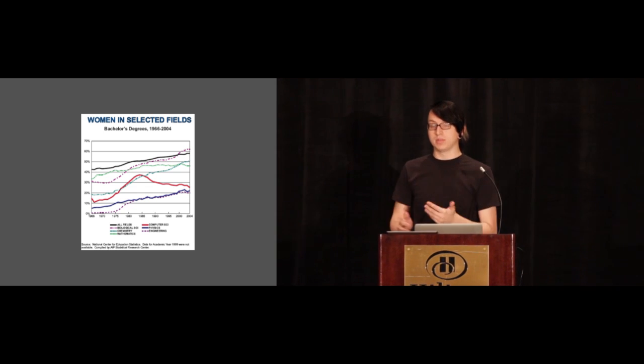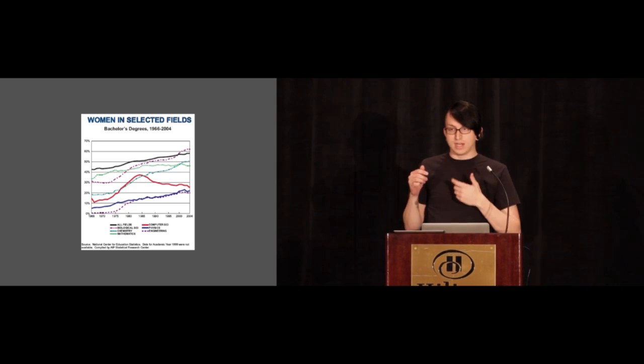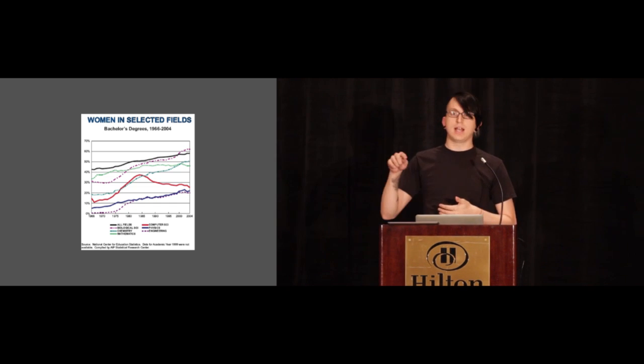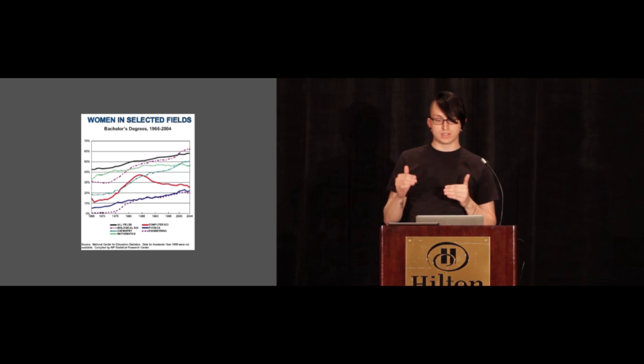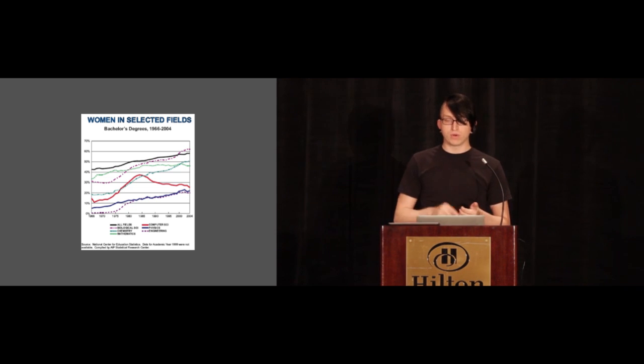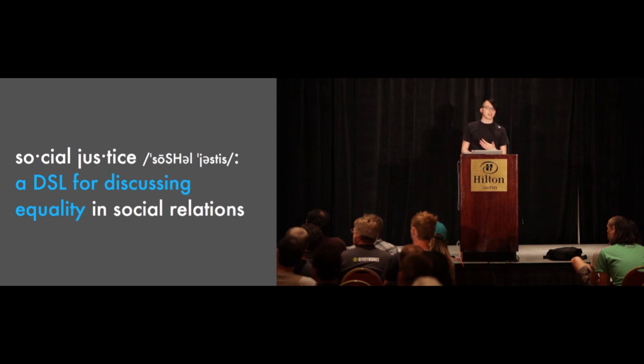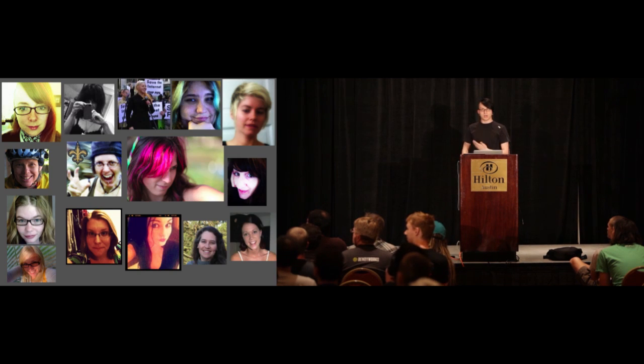So we have a certain problem in computer science, and that's a lack of women. This is a graph of people that got bachelor's degrees. The red line is the computer science degrees, and the other lines are the other sciences. In 1984, women dropped sharply. So luckily, we have a DSL to talk about this kind of problem, and it's called social justice. Basically, this is a DSL for discussing equality in social relationships. There's been a lot of research into this field already, and we can take these principles and apply them to our field to help tackle this problem.